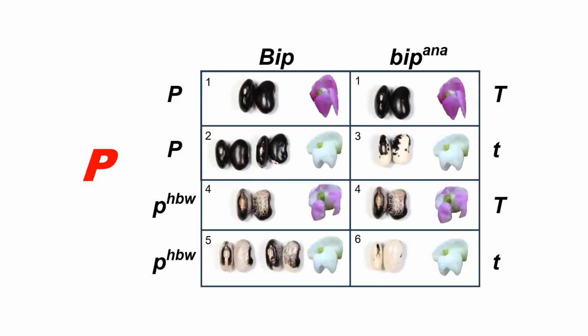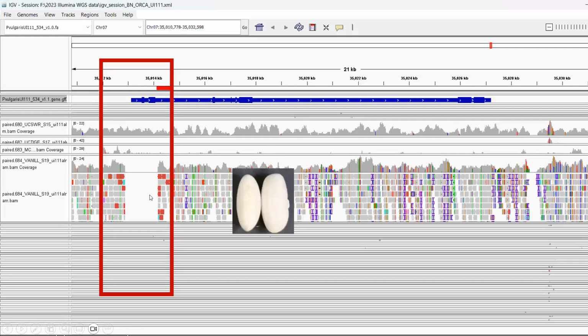And then lastly, I wanted to talk about this P gene. Again, when it's fully mutated, we have a totally white seed type.